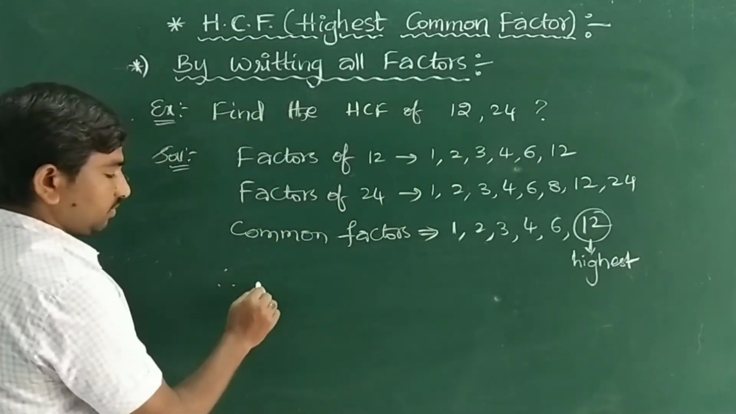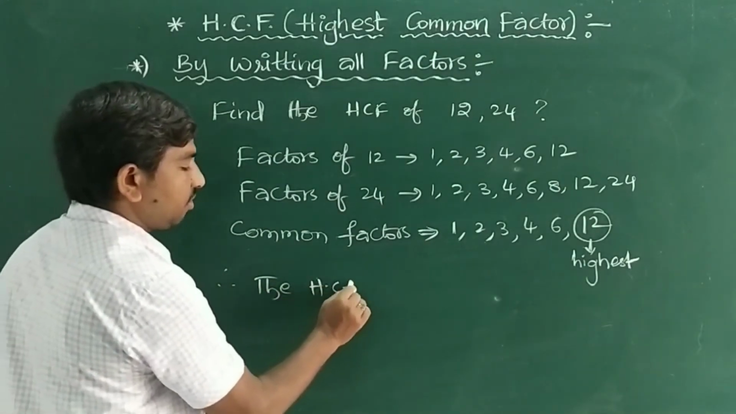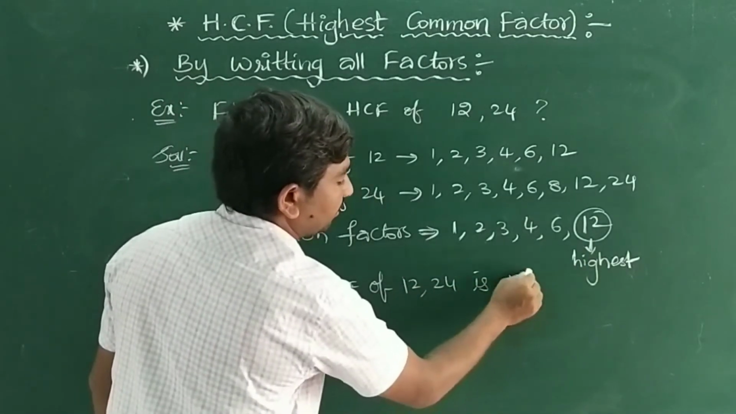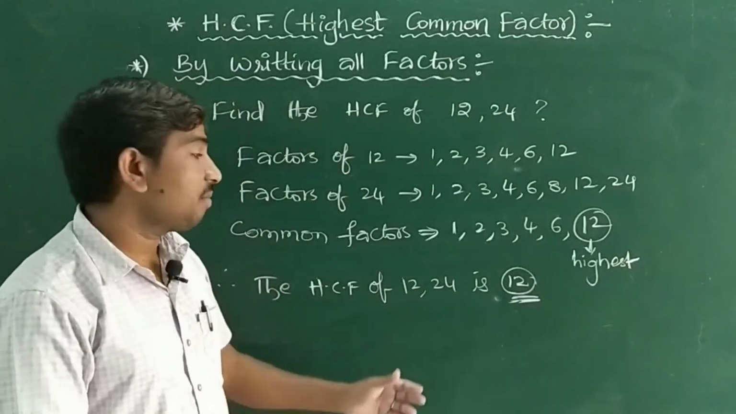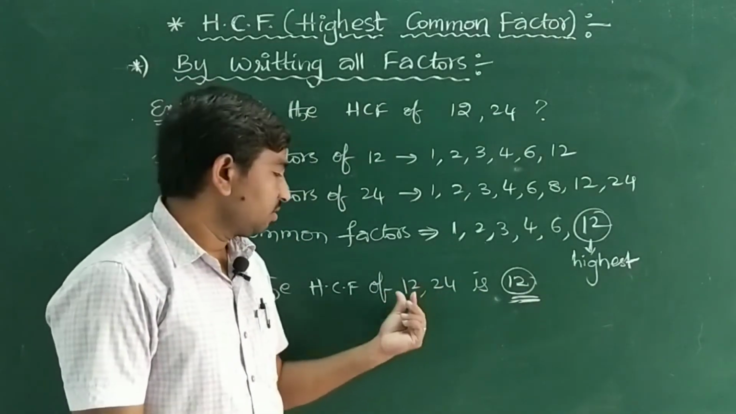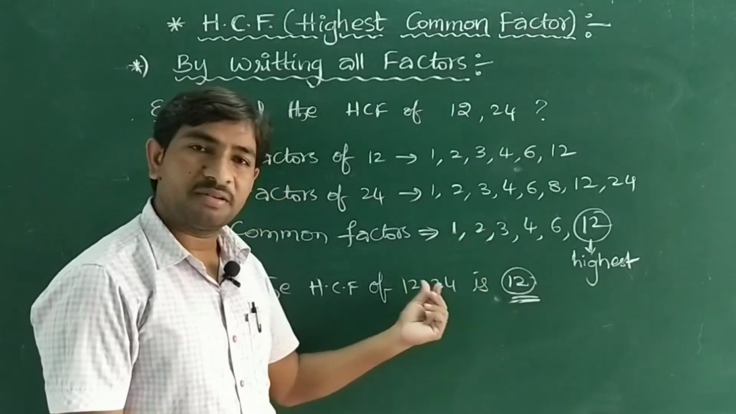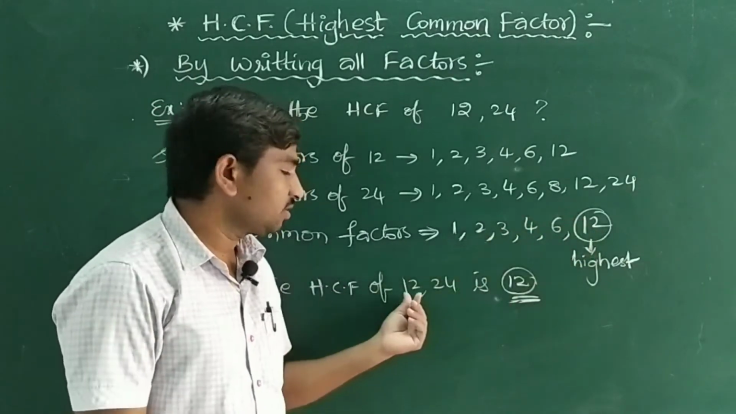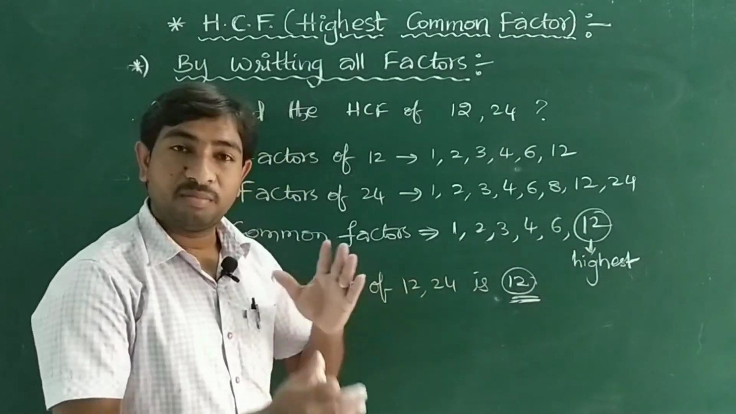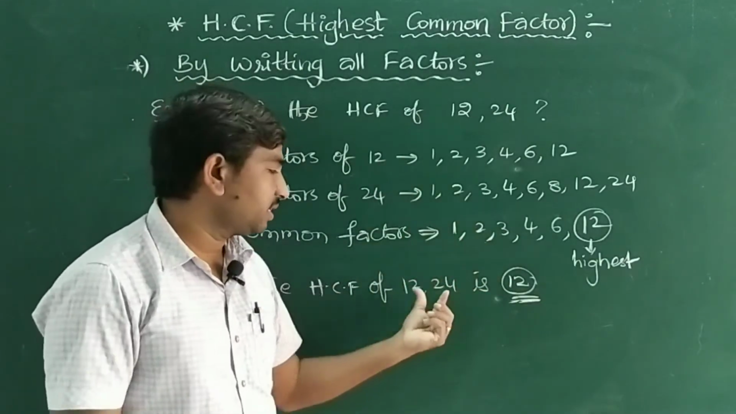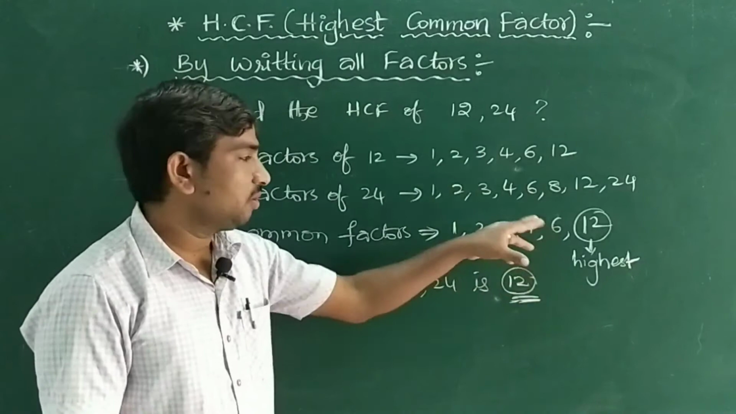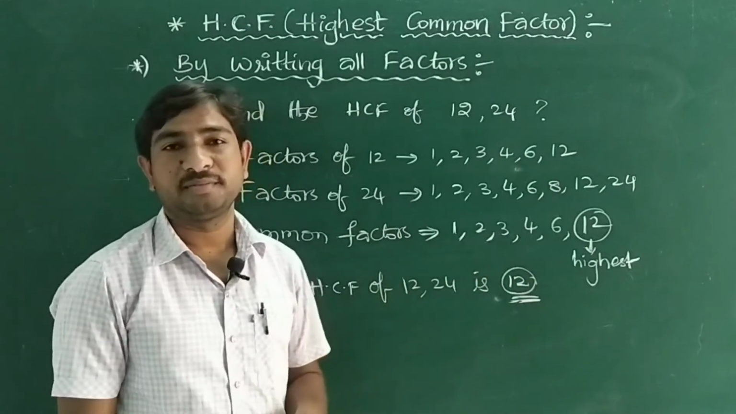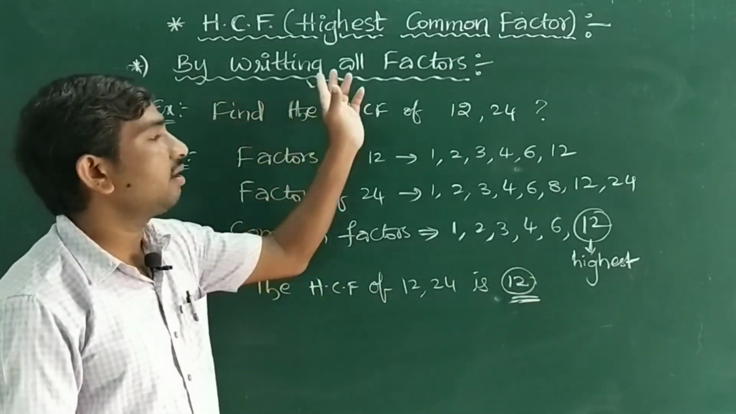Therefore the HCF of 12, 24 is the highest common factor which divides the given two numbers. See here, 1 divides 12 and 24, 2 divides 12 and 24, 3 divides 12 and 24, as well as up to 12, which also divides 12 and 24. But 12 is the highest number which divides the given numbers, and that is called the HCF. So according to the definition, our required HCF of 12, 24 is 12. This is the first method, by writing the factors.